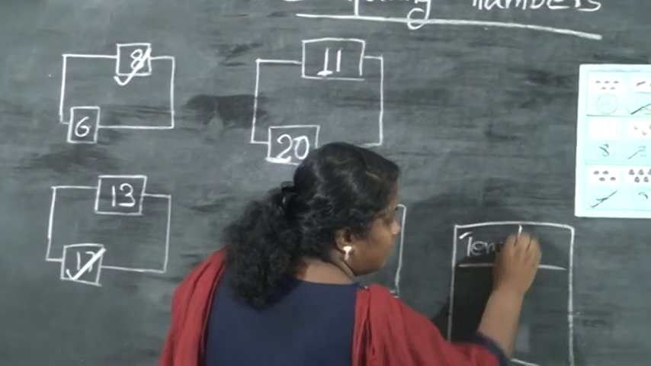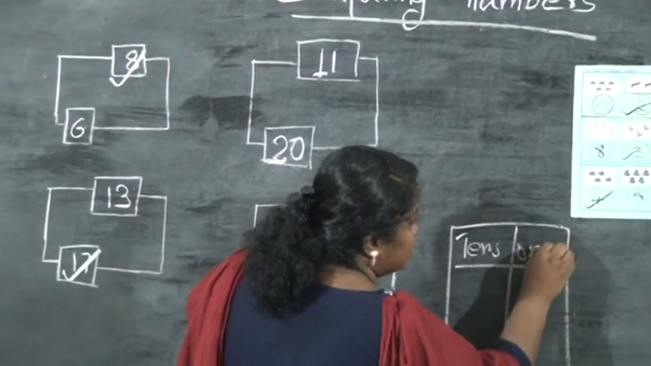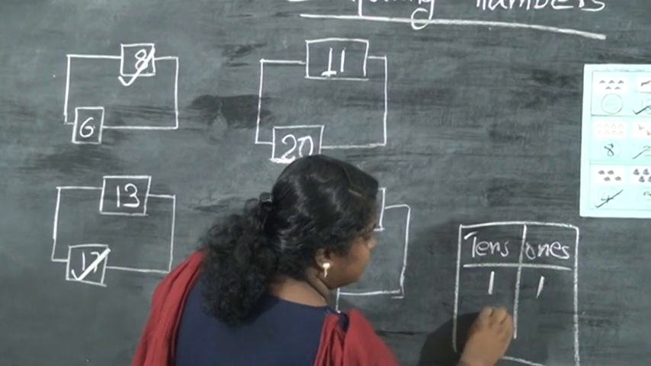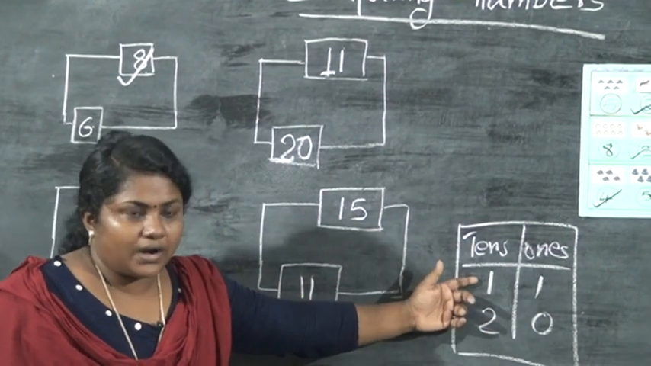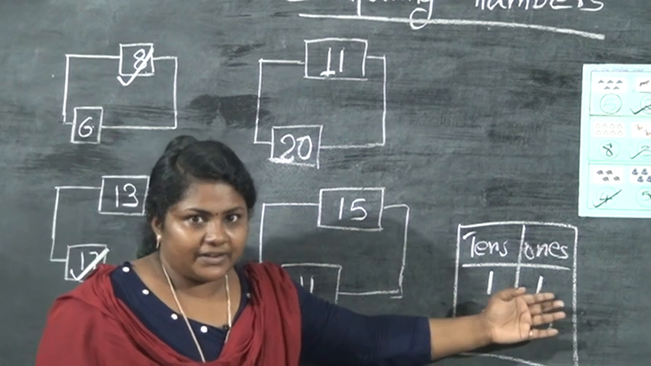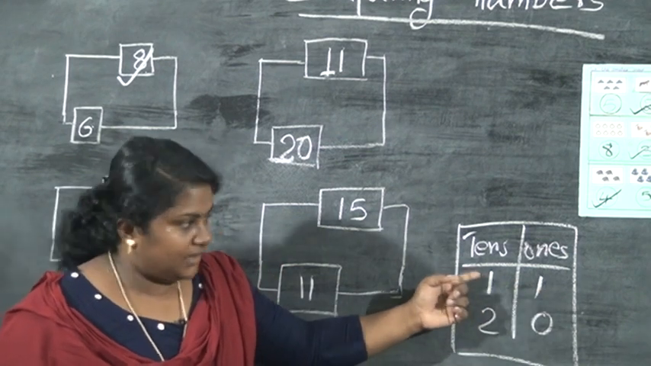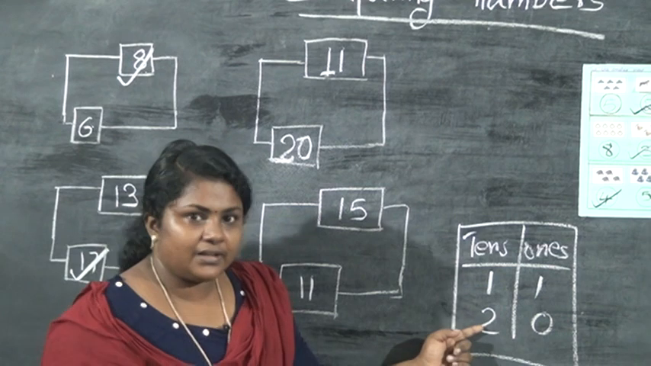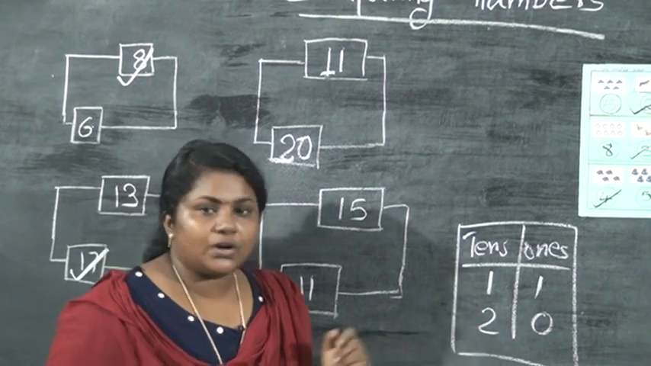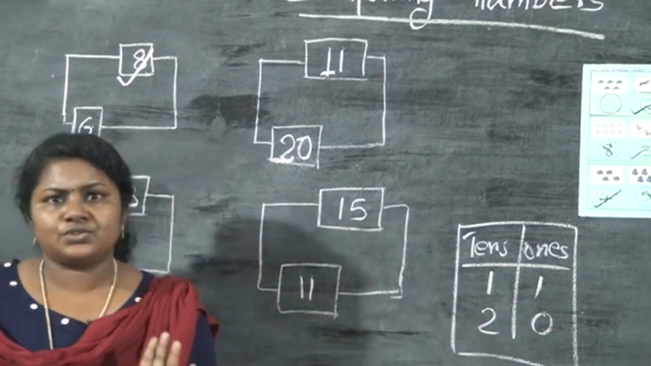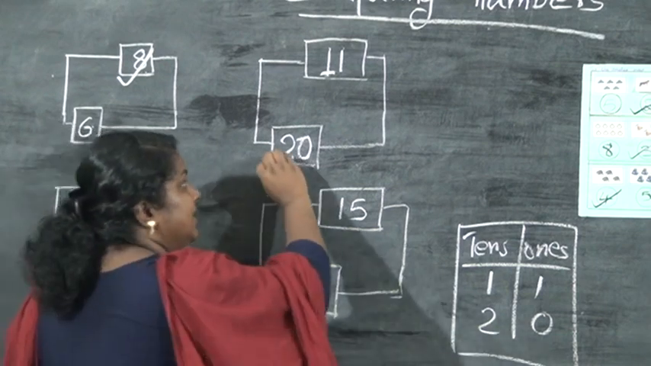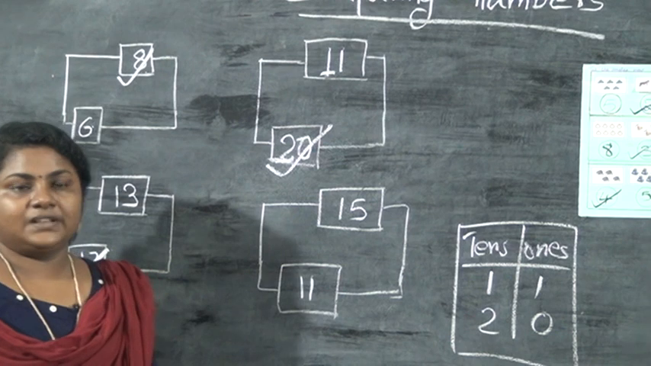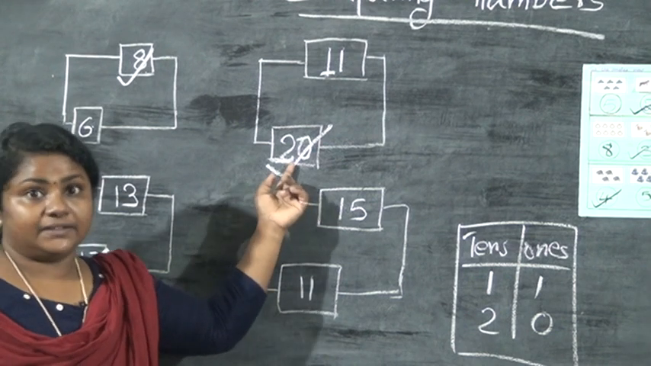Tens, ones. These are the two place values. I have written these numbers. In the tens place, it is 1 and 2. In the number 11, the tens place is 1. In the number 20, the tens place is 2. Which is bigger, 1 or 2? That is 2. Normally you know 2 is bigger. Likewise you have to take this one. So 20 is the bigger one.